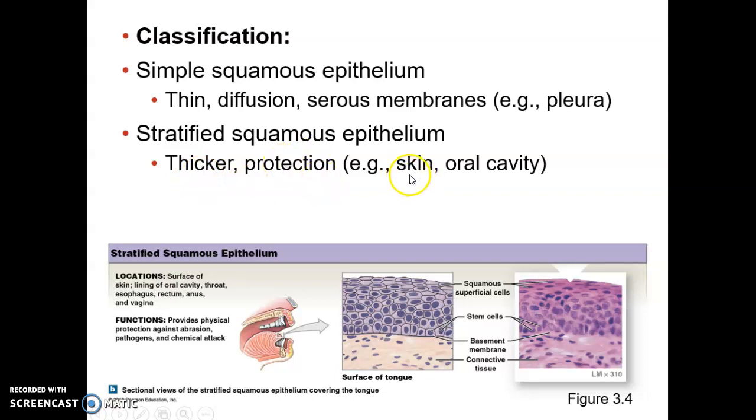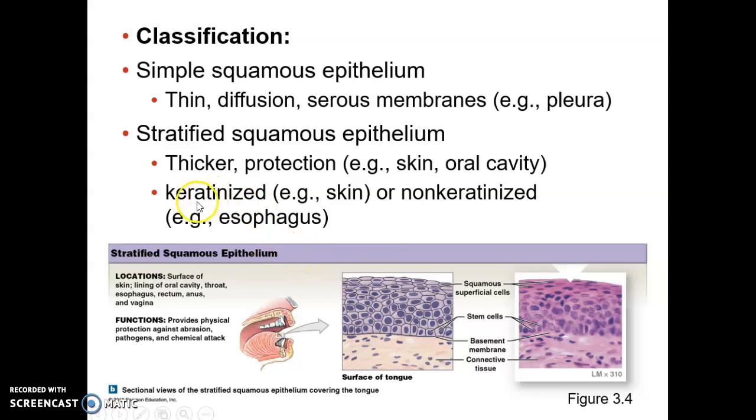So the skin covering your body, your oral cavity is covered by a moist but stratified squamous epithelium. Think about eating tortilla chips. They're going to be abrasive. They'll scratch a bit. So you need a thicker epithelium. There's keratinized and non-keratinized stratified squamous epithelium.